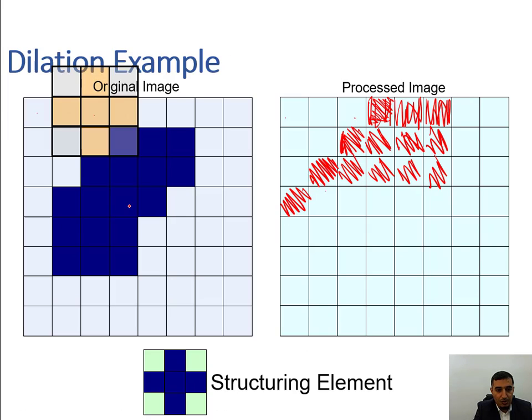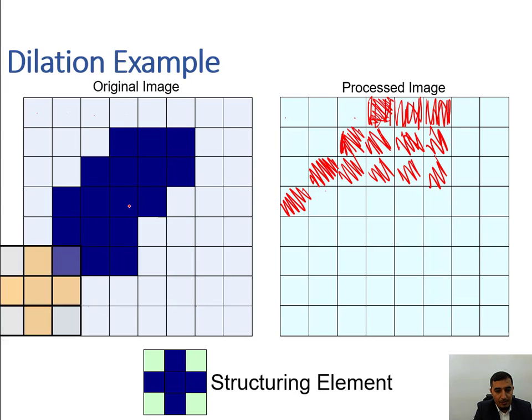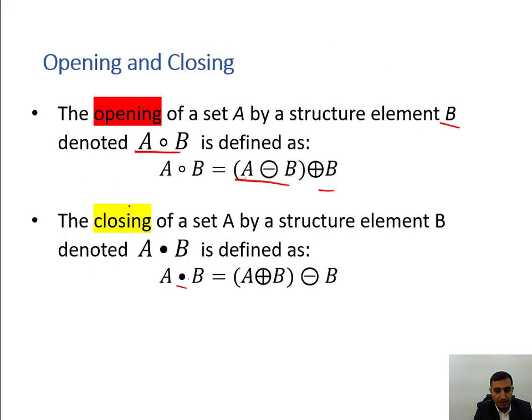Now also, opening and closing is doing the thing twice. So in opening, we erode the object, then we dilate it. We make it smaller, then we enlarge it. And in closing, the last operation is closing. We dilate, then we erode.